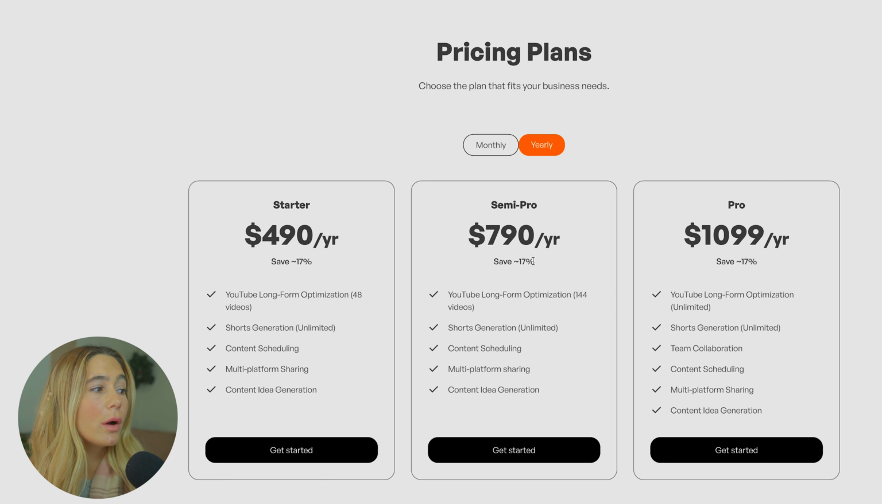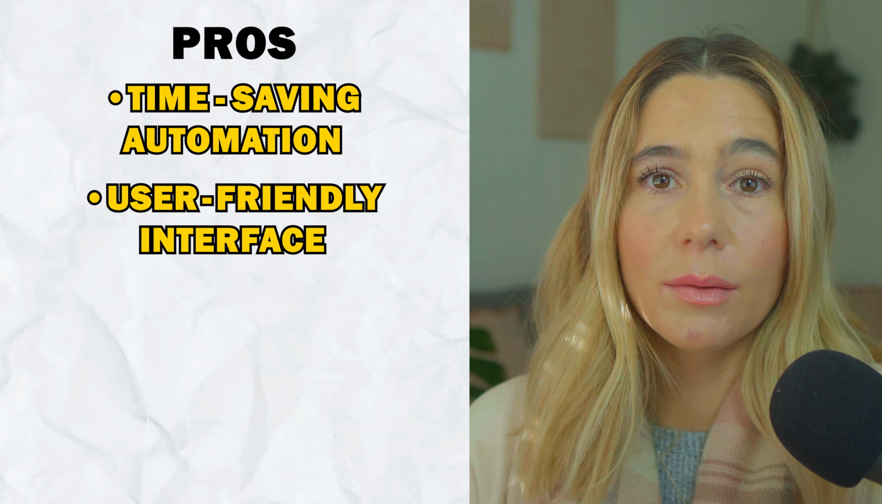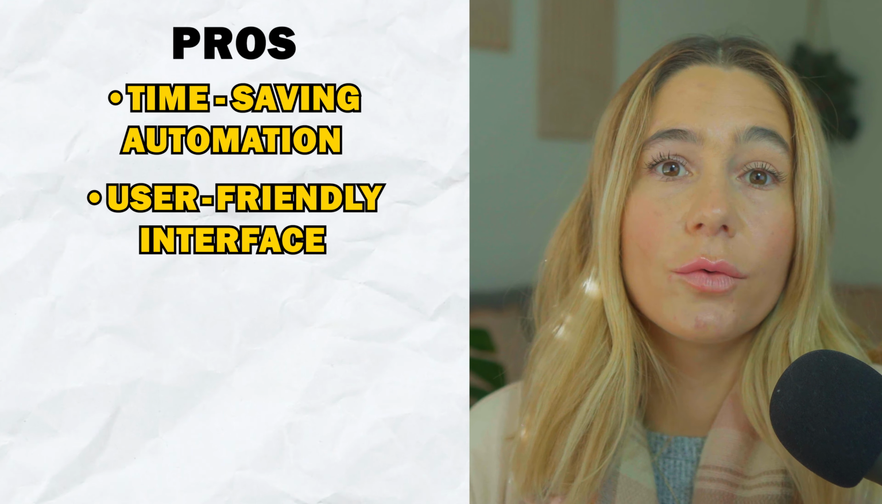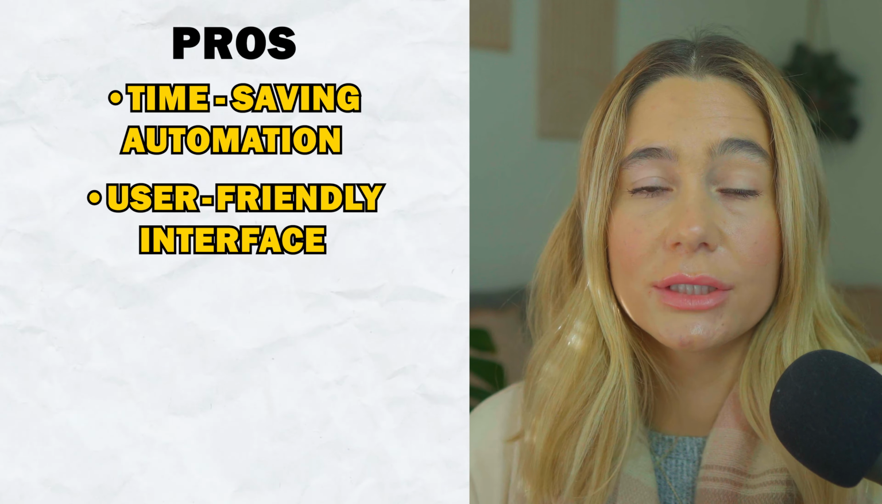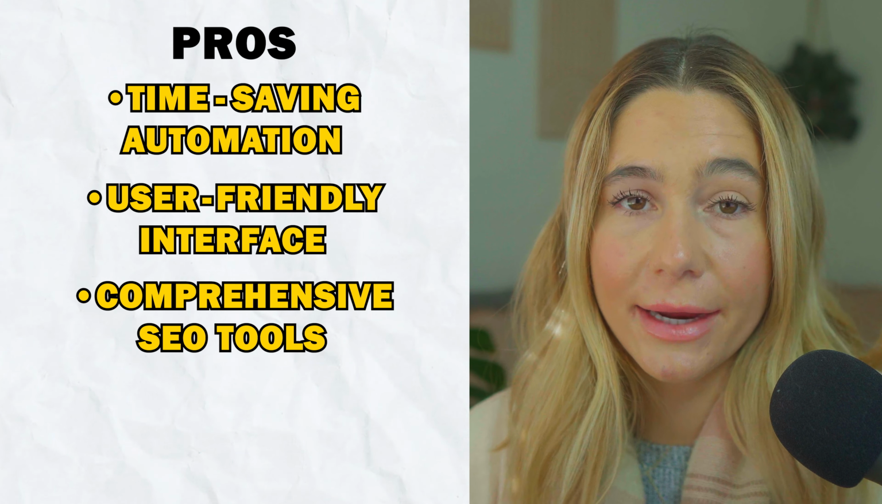Time-saving automation. Taja AI automates time-consuming tasks like SEO optimization, thumbnail creation, and shorts generation, saving hours of manual work. User-friendly interface. The platform is easy to navigate even for beginners with clear instructions and intuitive tools. Comprehensive SEO tools. It helps you craft titles, descriptions, tags, and hashtags. Optimized for visibility, increasing your chances of ranking higher on YouTube.